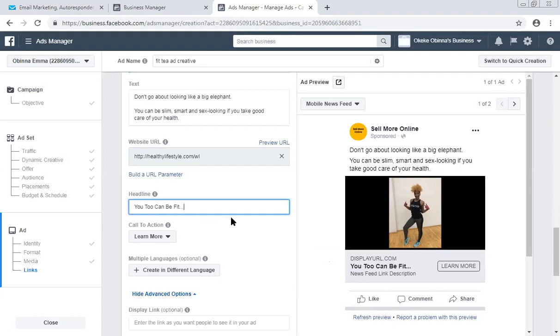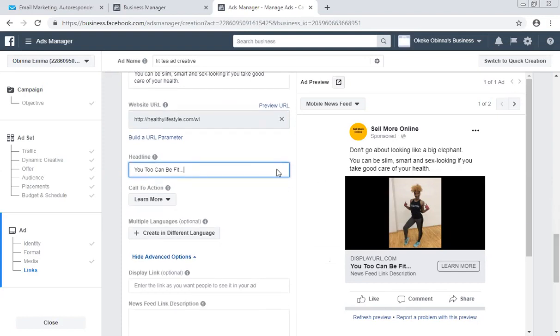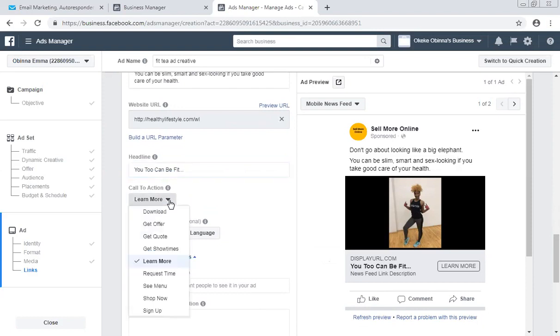It has to be something engaging, something powerful, and something that is attention grabbing, something that will make them want to read your ad copy. Okay, and once you do that, of course, the call to action, which button do you want to appear? If I'm running an advert to a sales page or to a website, maybe I want to get them to my landing page, I always go with the learn more button. So I can always use that.